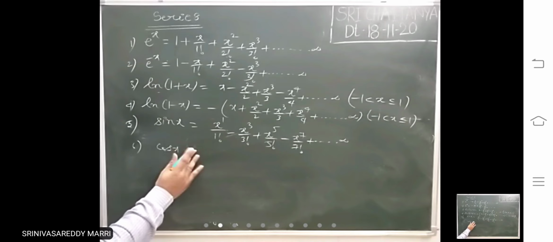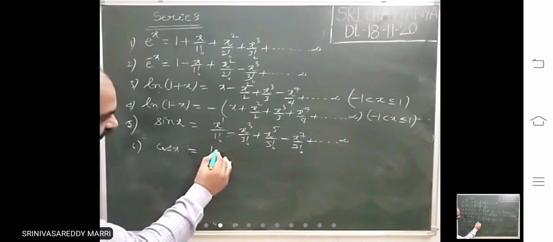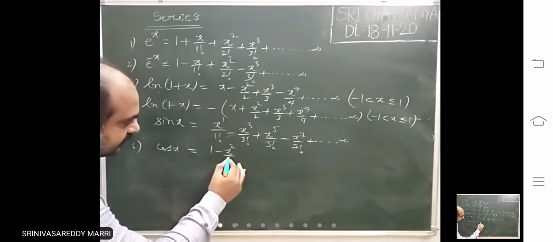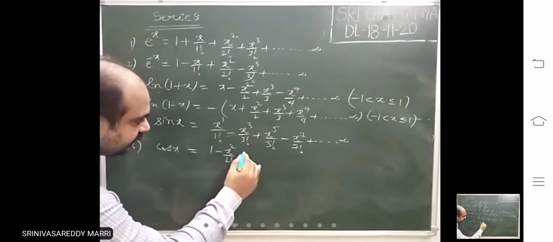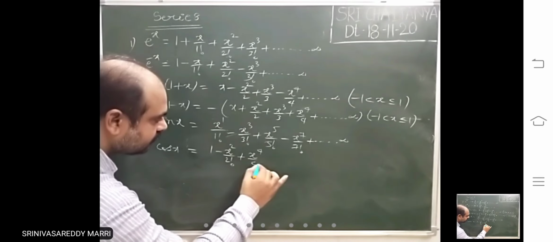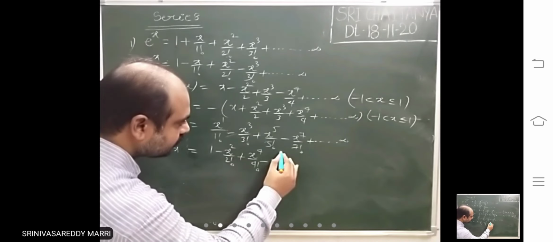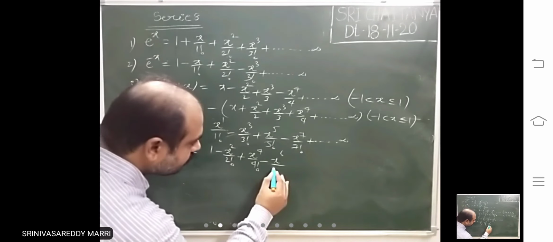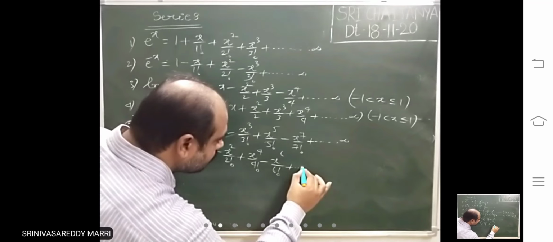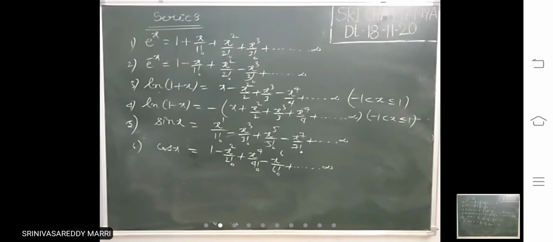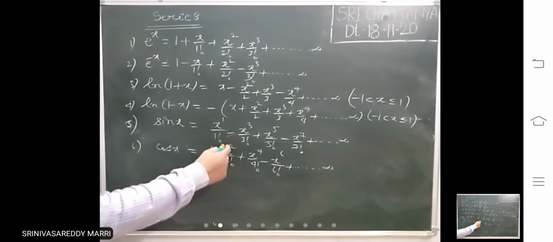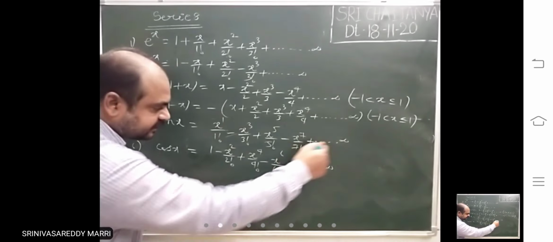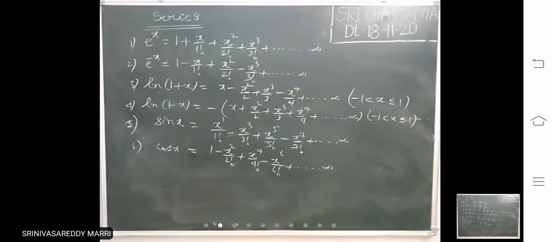All even powers. So first, 1 minus x square by 2 factorial. On even powers, first one is what? X power 0 by 0 factorial, that is 1. Minus x square by 2 factorial plus x power 4 by 4 factorial and so on, with alternate plus minus sign and even powers. So this is the cos x series.